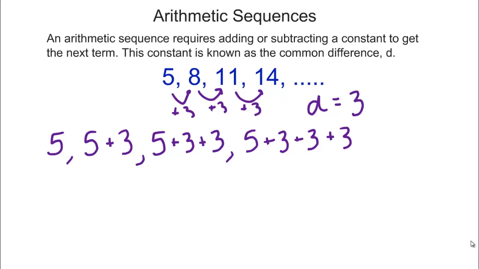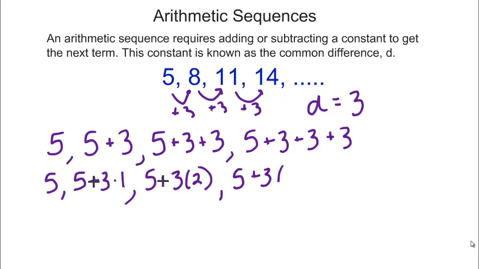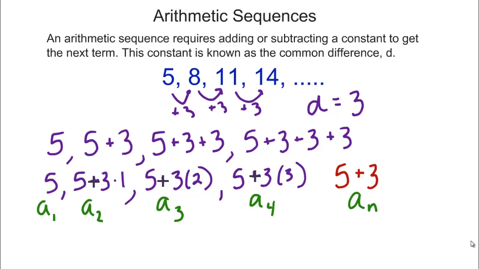Notice how many times we added 3 on. I added 3 on 0 times. I added 3 on 1 time. I added 3 on twice. And then I added 3 on 3 times. Also, remember that this was our first term, this is our second term, this is our third term, and this is our fourth term. In general, if I want to get our nth term, does it make sense that we would take 5 and add on 3 n minus 1 times?